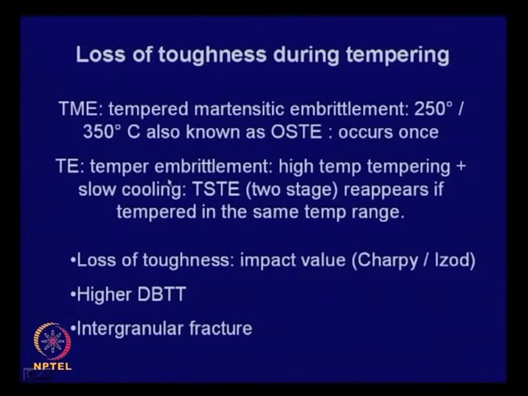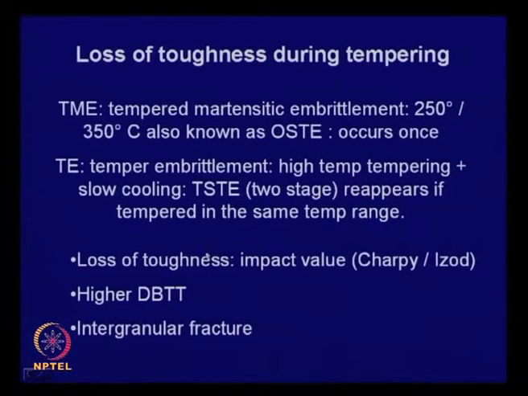There is another kind of temper embrittlement. You get this if steel is tempered at a relatively high temperature, around say 600 degrees centigrade, and after that if you slow cool, you find there is a loss of toughness. This is called the 2 stage, and it reappears. Suppose you quench, but again you heat it to a temperature range around say 500 degrees centigrade, it reappears if it is tempered in the same temperature range.